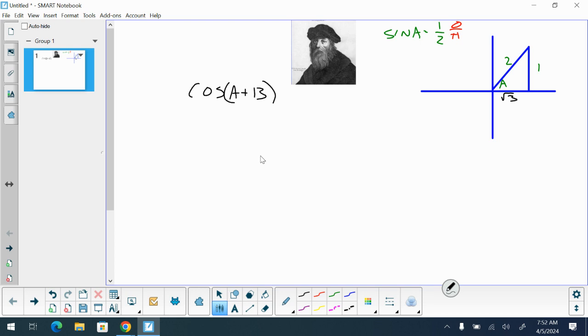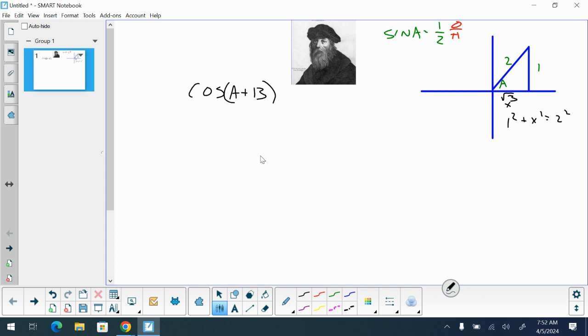We have 1 squared plus x squared is equal to 2 squared. We can subtract our 1 to the other side. We get x squared equals 4 minus 1, or x squared is equal to 3, and then take the square root of that.